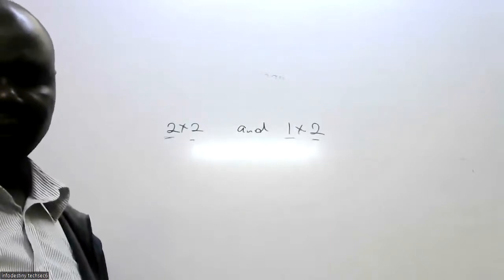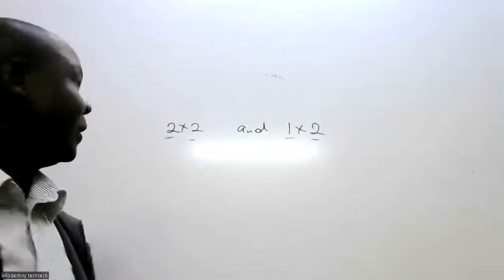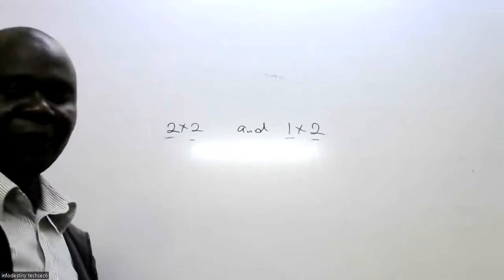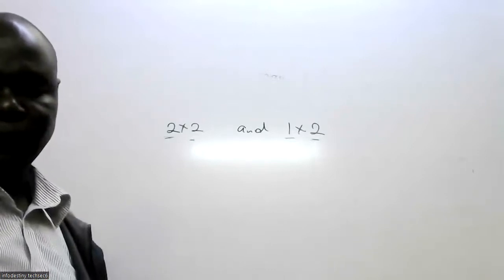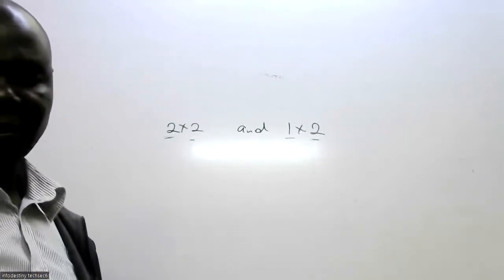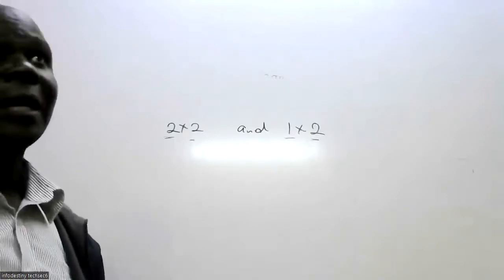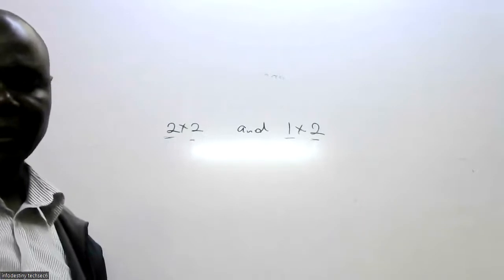there are 2 columns in the first and 1 row in the second.